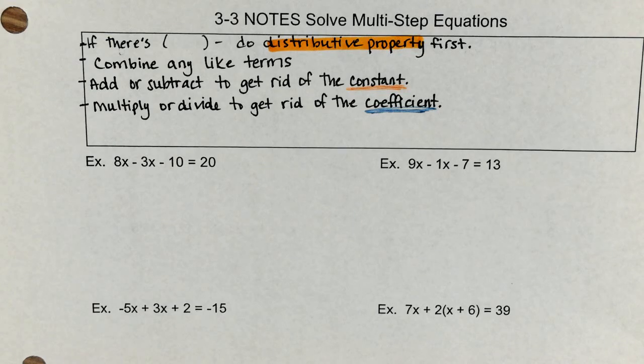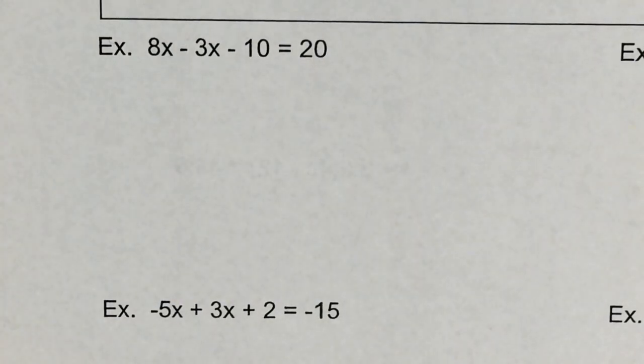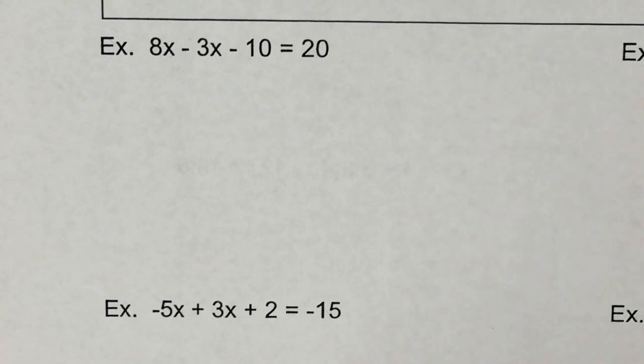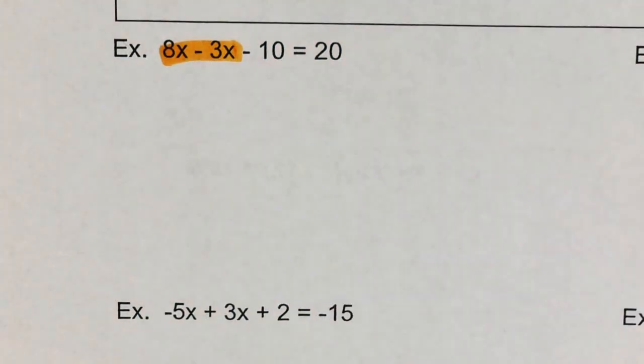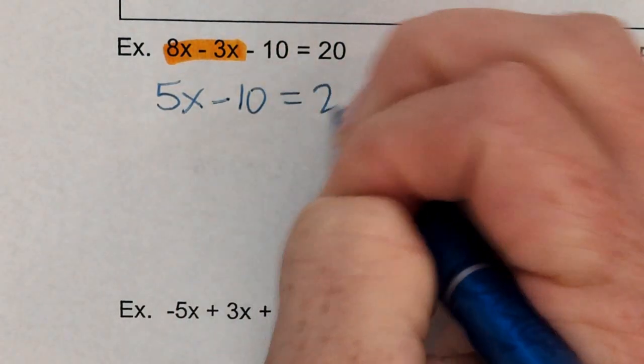Everybody good? All right, here we go. Number 1. Do you see any parentheses? No. So I'm going to skip that one. And I'm going to go to the next step. What does the next step say? Combine like terms. Do you see any like terms on the left? Yes. So I am going to combine 8x minus 3x, which is, so I have 5x, and I'm going to just bring everything else down. Minus 10 equals 20.